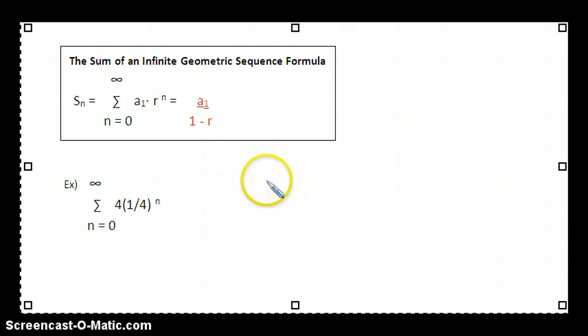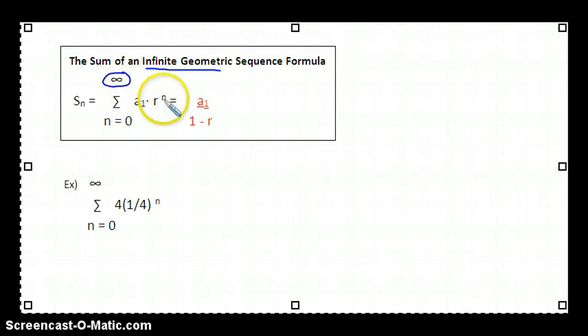Okay, so the next one that we're going to take a look at now is the sum of an infinite geometric sequence. So you notice that in our previous one we started at 1 and we went to some n value. We had a clear stopping point. When it's an infinite sequence, it doesn't have a clear stopping point. It's going to go to infinity. So it's going to start at n and it's going to go up to infinity.